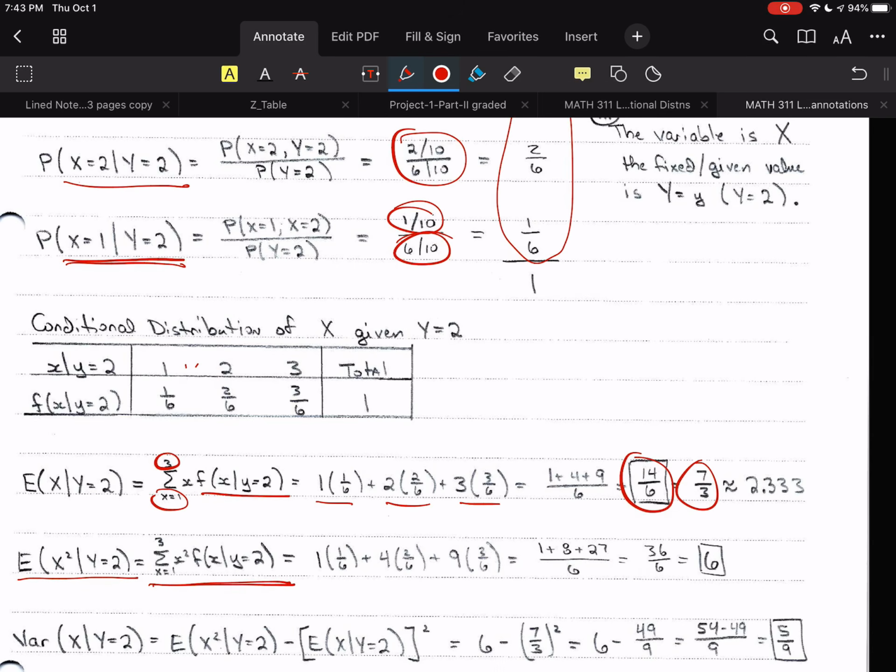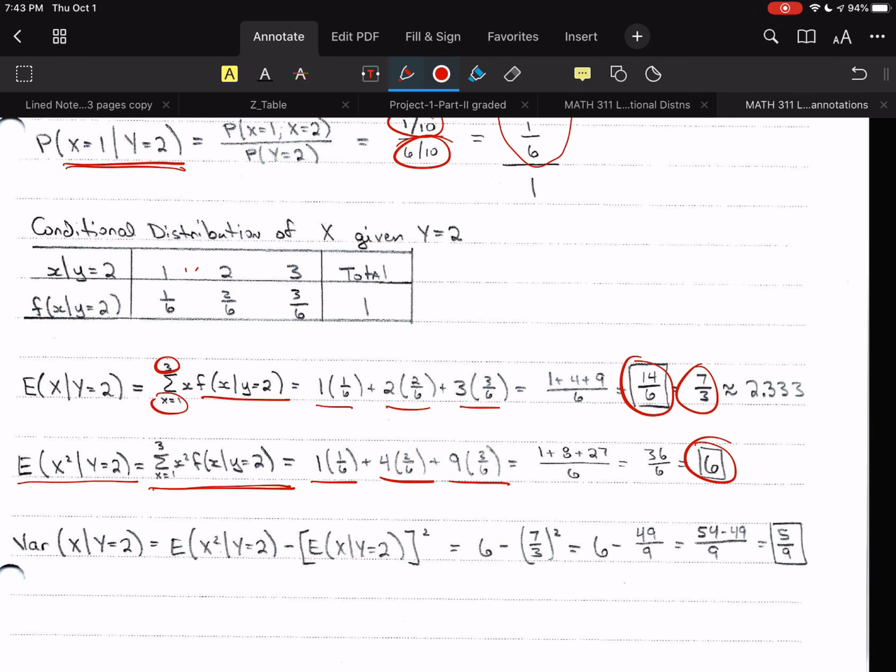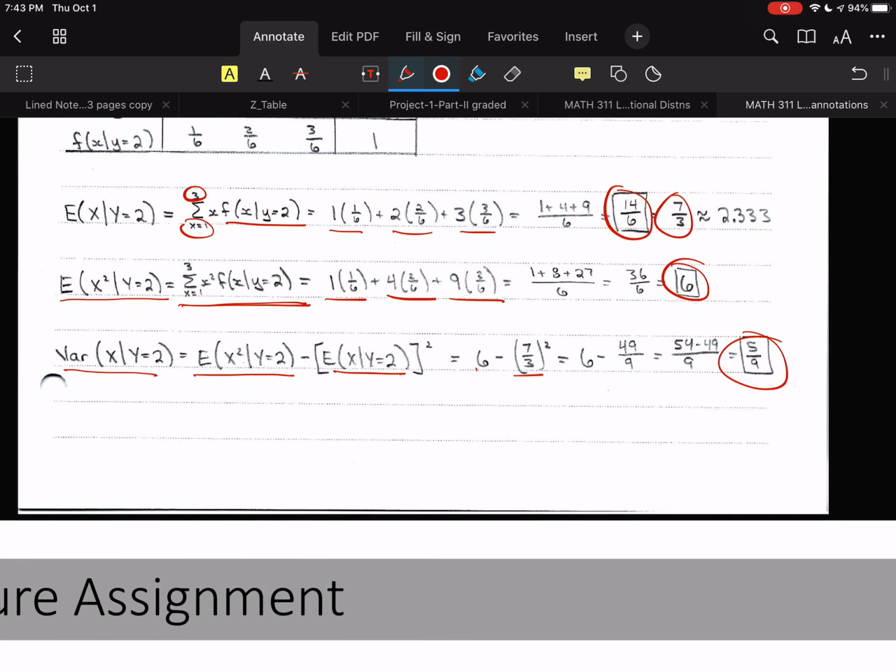And so here's my formula, x squared times f of x given y equals 2. So 1 squared is 1, 2 squared is 4, 3 squared is 9, and I end up with 6. Then the variance of x given y equals 2 is E of x squared given y equals 2 minus E of x given y equals 2, quantity squared, which is 6 minus 7/3 squared, which ends up being 5/9.